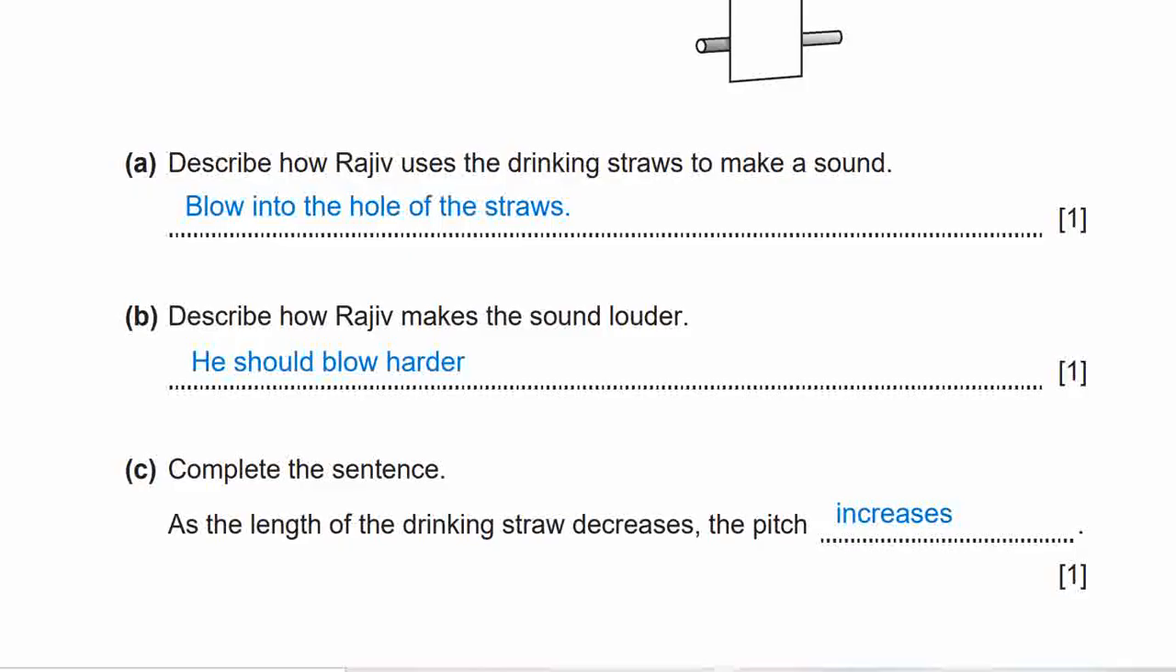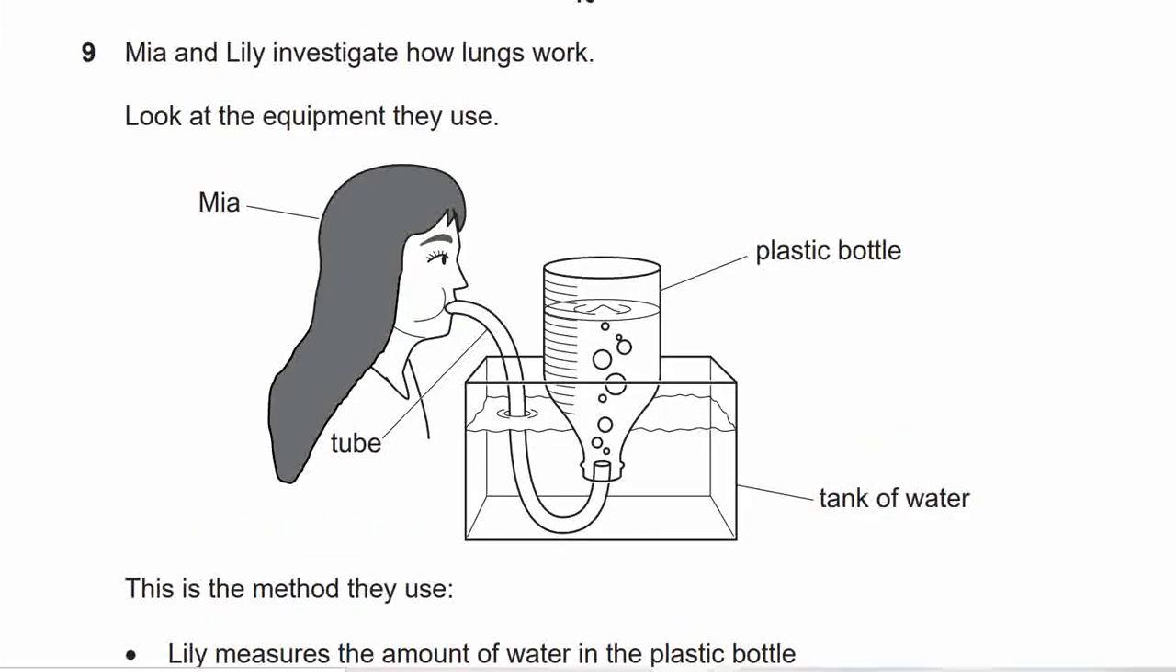All right, next, question 9. Mia and Lily investigate how lungs work. Look at the equipment they use: a tube to blow, a plastic bottle, and a tank of water.